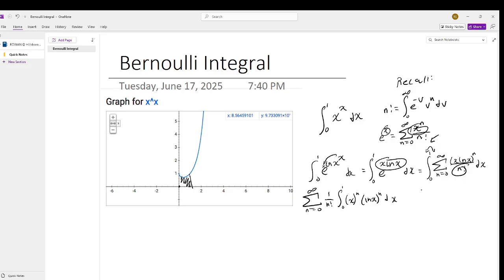And then we're going to make a u substitution, because remember, our goal here is we're trying to make this integral look like this n factorial over here. So we're going to make u equal to the negative natural log of x, and then we get that du equals negative 1 over x dx, and also e to the negative u equals x if you exponentiate both sides of this. So now, let me scroll down.